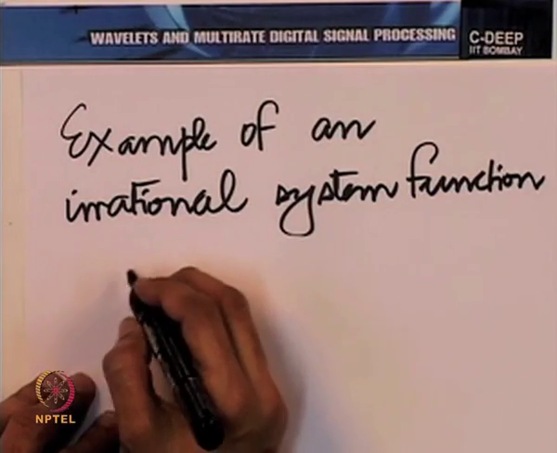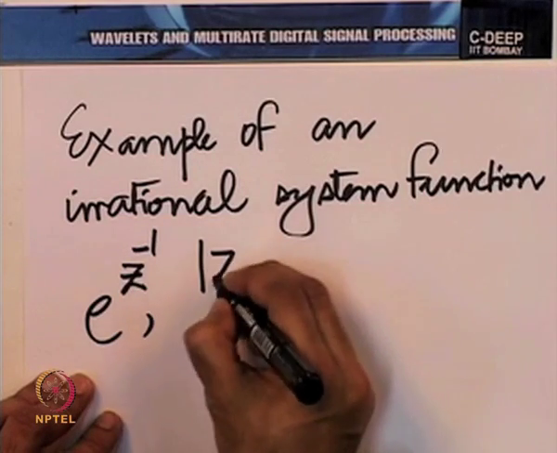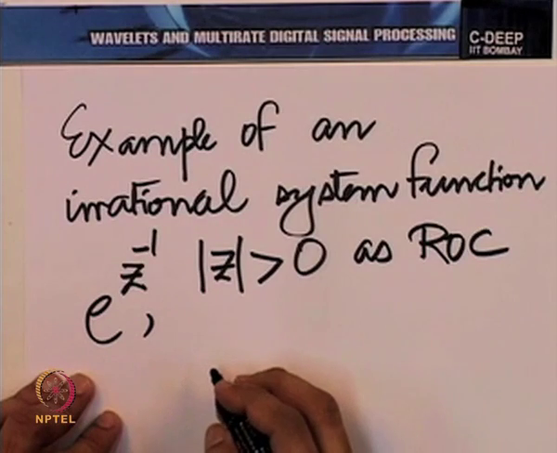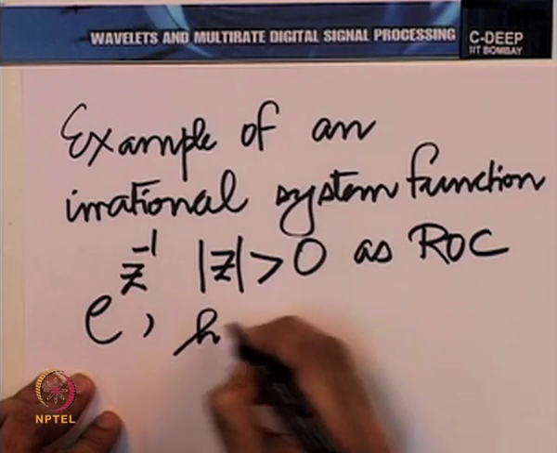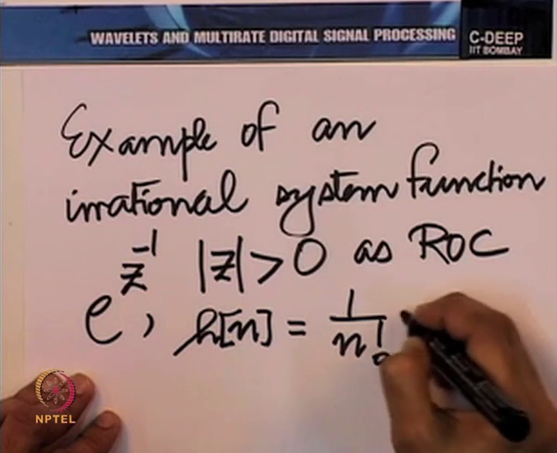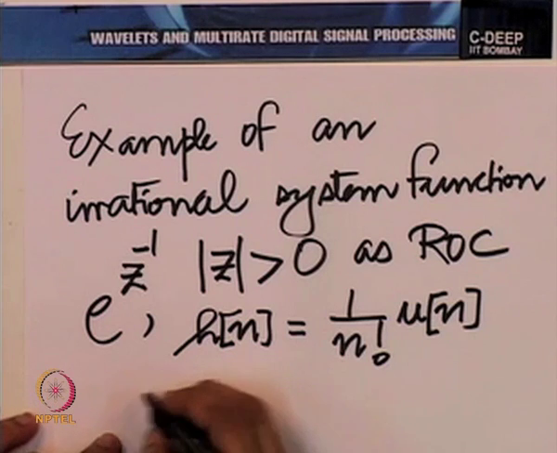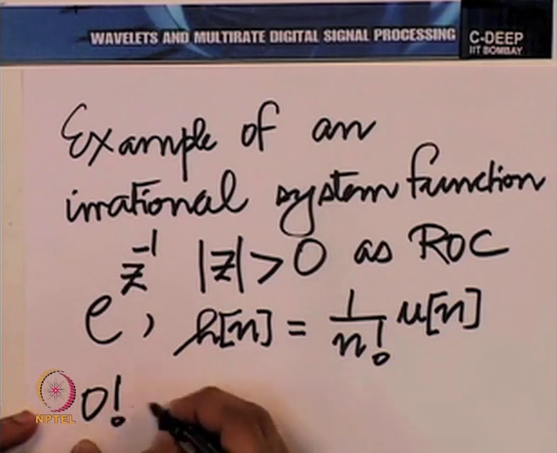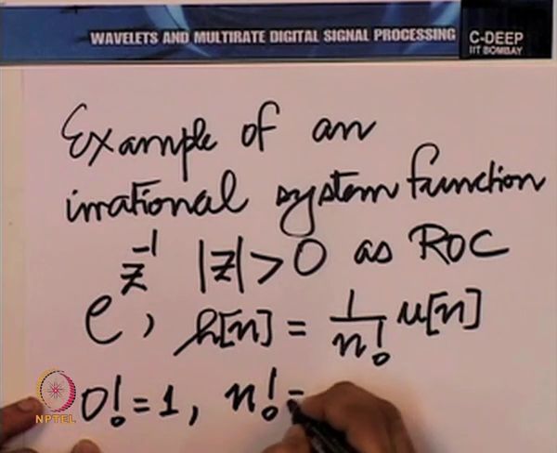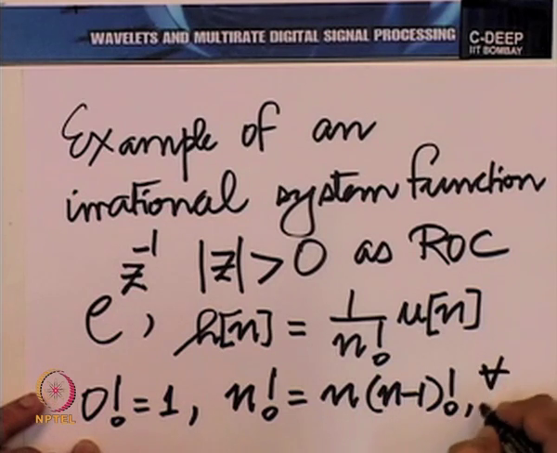The example of an irrational system function could be e raised to the power of z inverse, with mod z greater than 0 as the region of convergence. And of course, the corresponding impulse response can easily be seen to be 1 by n factorial u[n], where n factorial is defined by 0 factorial is 1 and n factorial is equal to n times (n minus 1) factorial recursively for n greater than or equal to 1.